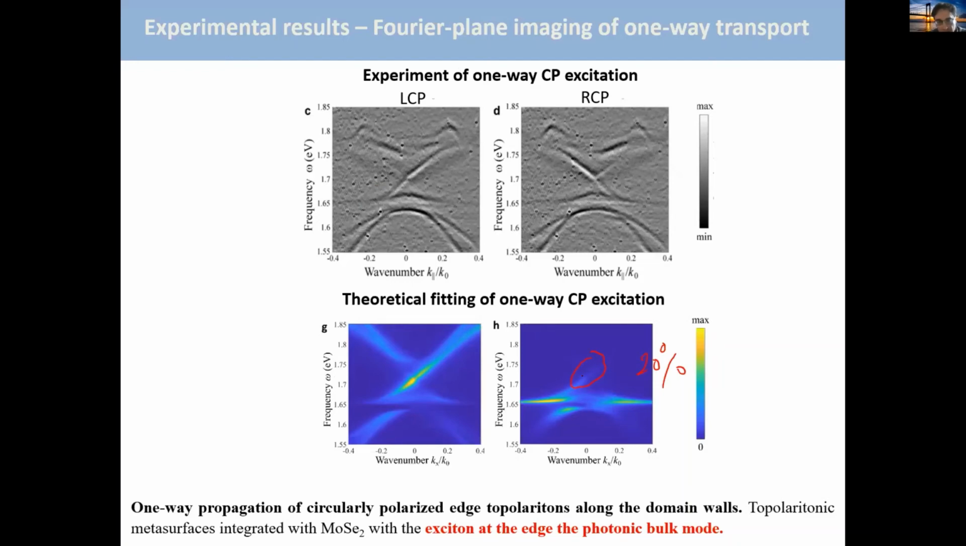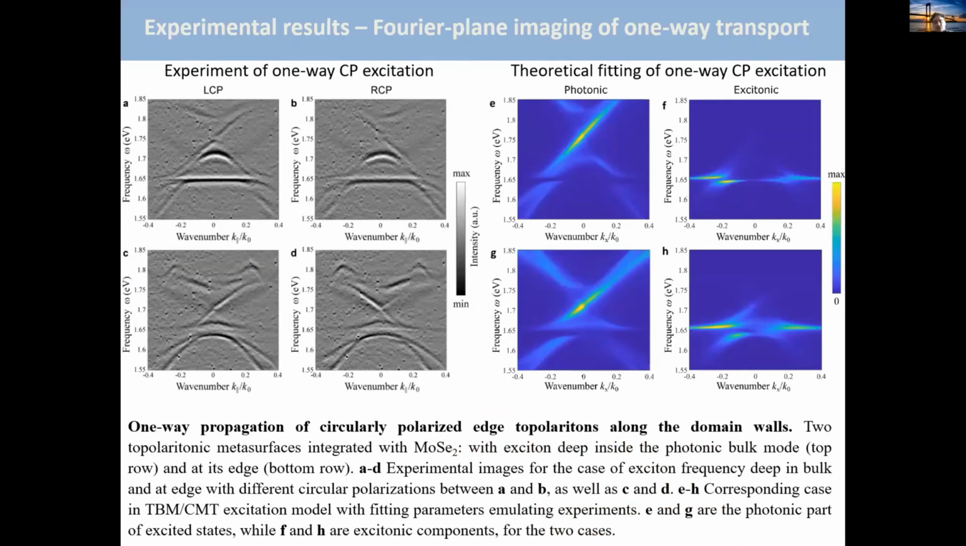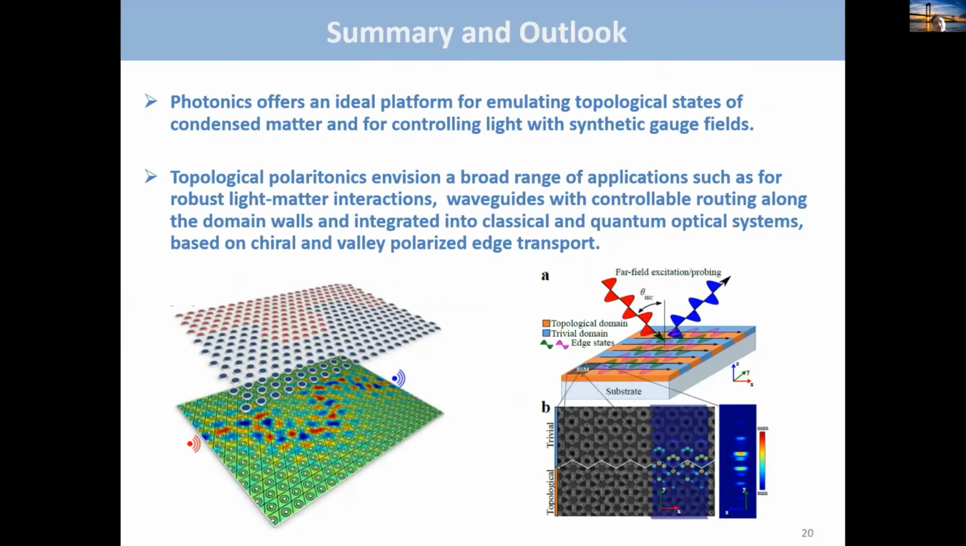So therefore, this demonstrates that we can have highly excitonic topological boundary modes, which are pseudo-spin polarized and also potentially carry valley polarization. Okay, so now let me conclude. Photonics in general offers an ideal platform for emulating topological states of condensed matter physics and for controlling light with synthetic gauge fields, but adding condensed matter components such as excitons, for example, gives much more opportunities, for example, to explore nonlinear phenomena, some quantum phenomena, and even tunability.